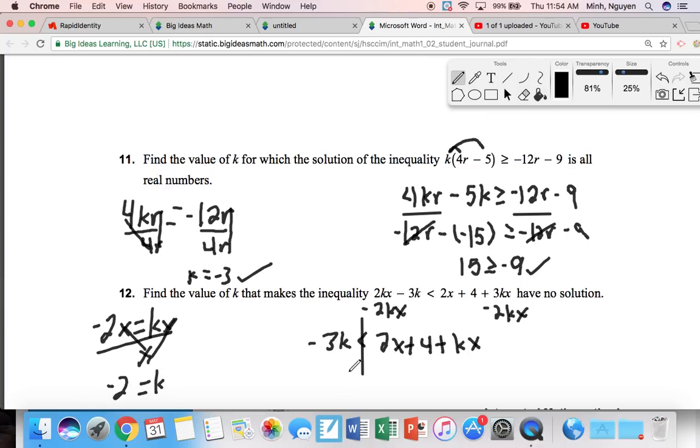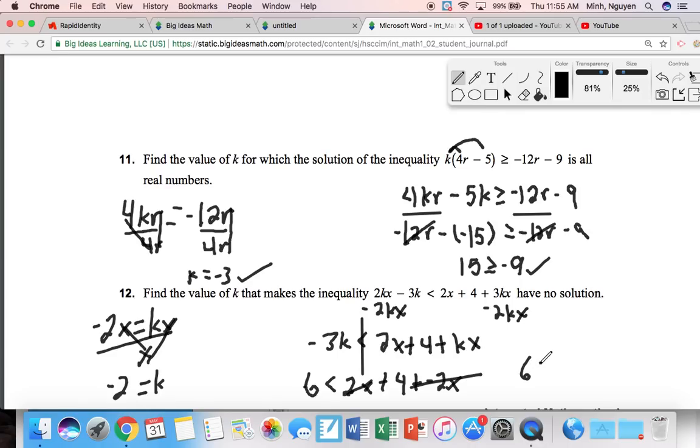Well, let's check. Negative 3 times negative 2 is positive 6. And even though k is negative 2, that has nothing to do with multiplying the whole inequality by a negative, so there's not going to be any flipping or swapping of signs here. 2x plus 4 plus, now what do we replace k with? Negative 2, right? So negative 3 times negative 2 is positive 6. Negative 2 times x is negative 2x. So I've got 2x plus negative 2x. That will just cancel out.